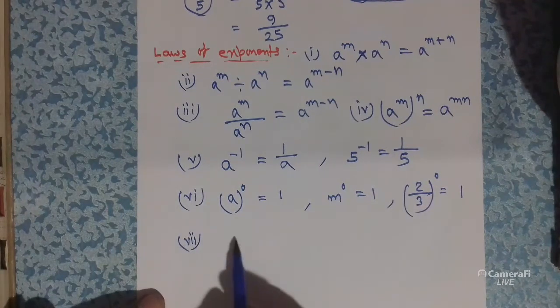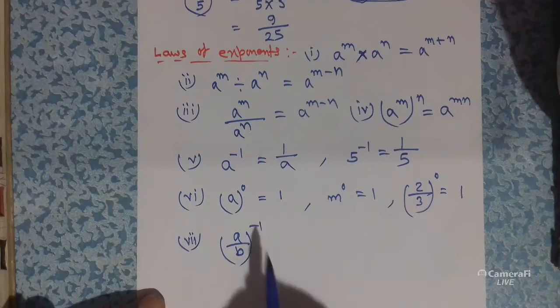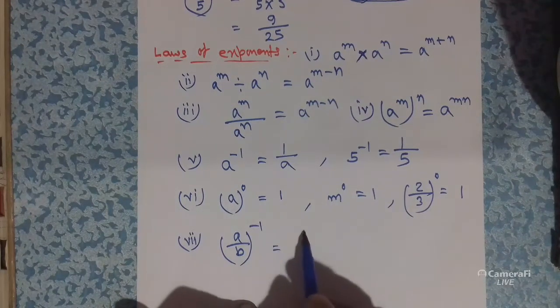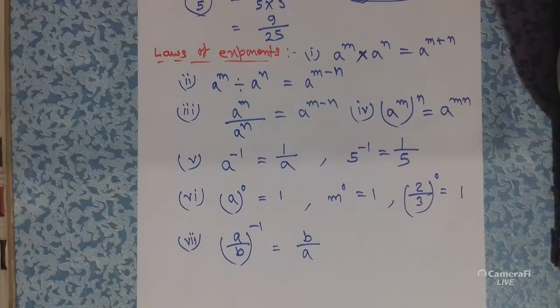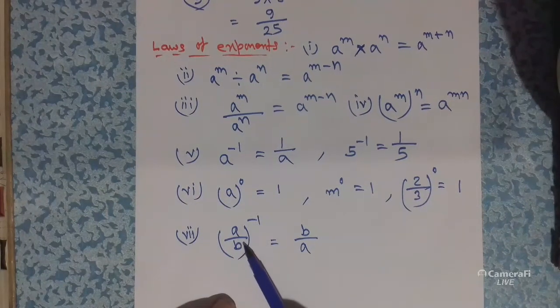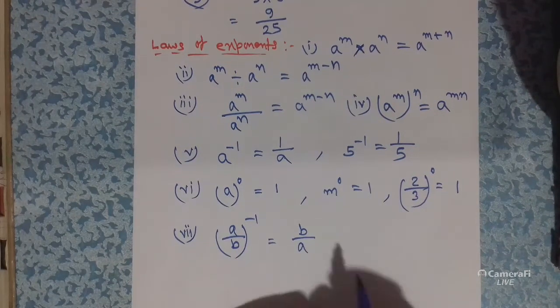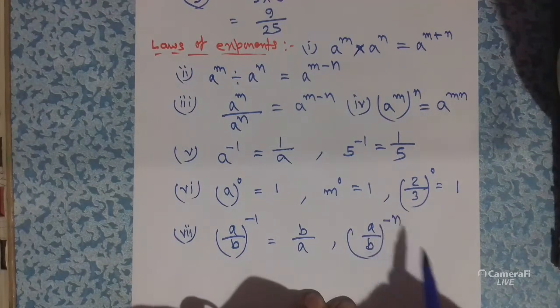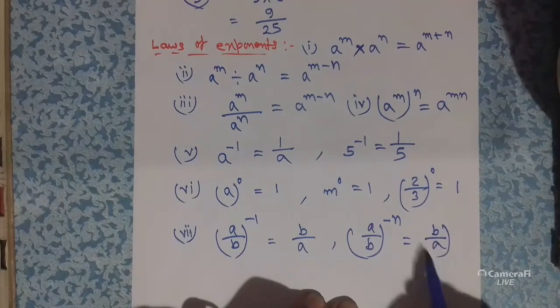Another thing: if (a/b) to the power minus 1, then it can be written as (b/a) to the power 1. Here we need not write the exponent 1. So when the exponent is negative, the number must be reciprocal, so a/b is converted into b/a. Similarly, if it is (a/b) to the power minus n, then it can be written as (b/a) to the power n.